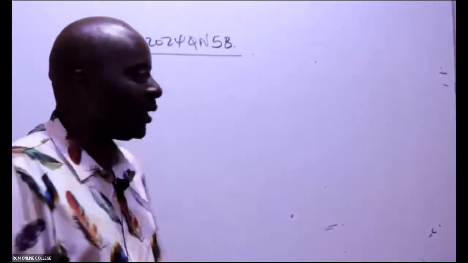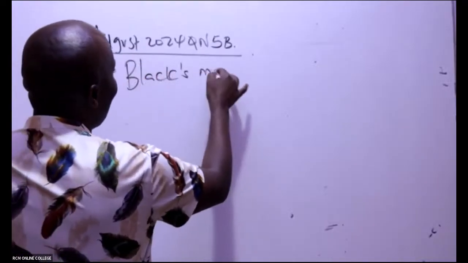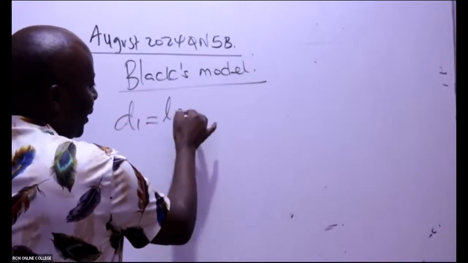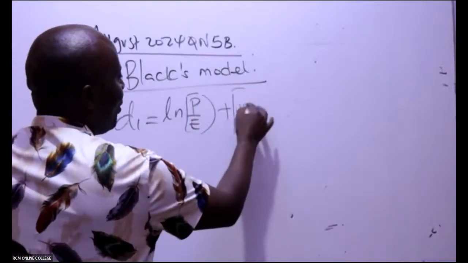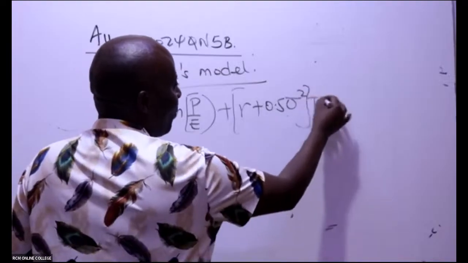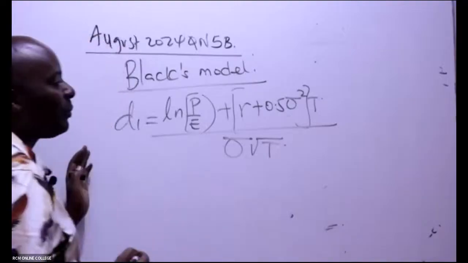Black's model. How do we get D1? Oh, yeah. It is the Napierian logarithm of P over E, plus the risk-free rate plus half of the variance, multiplied by T, over the standard deviation times root T. So the examiner starts by giving us D1.